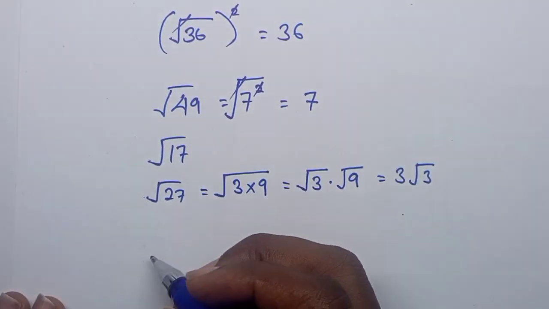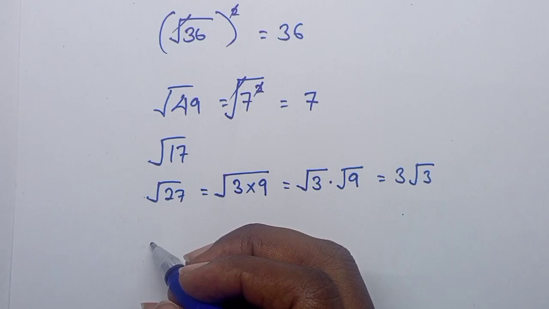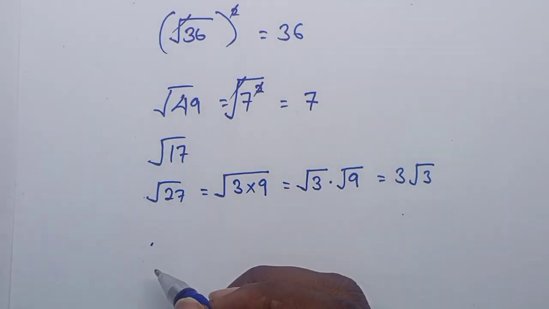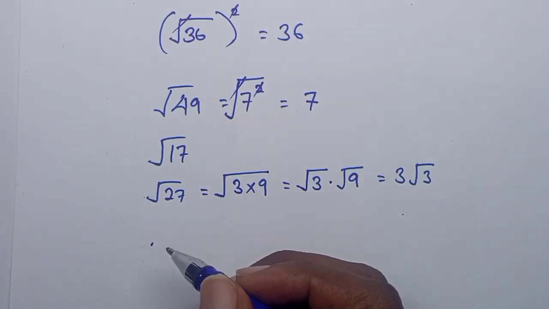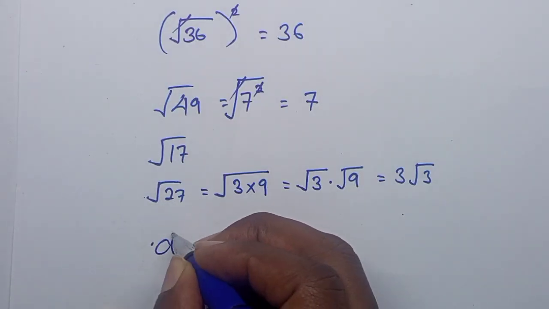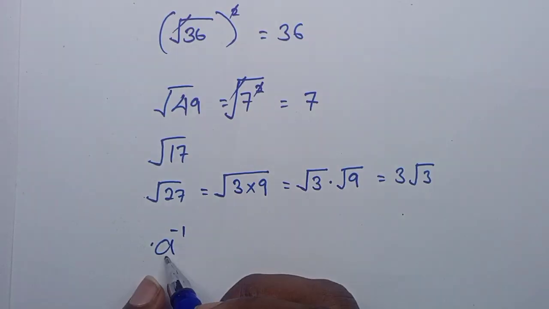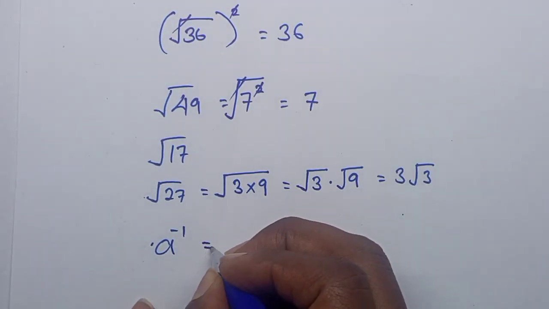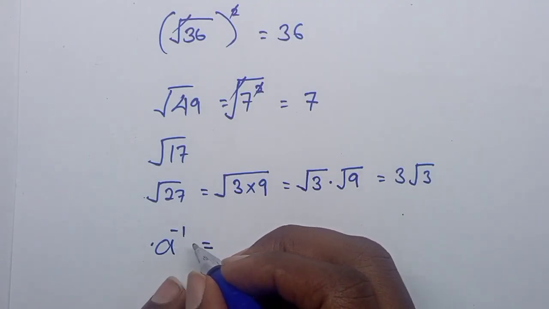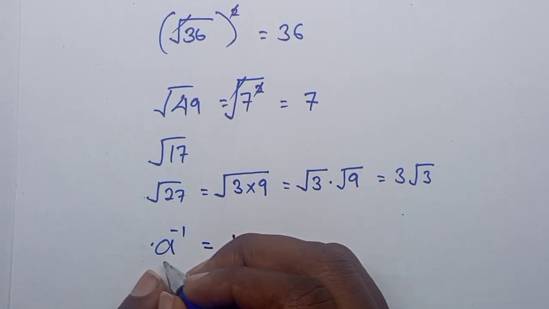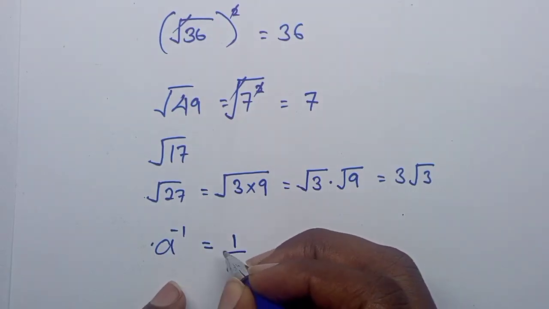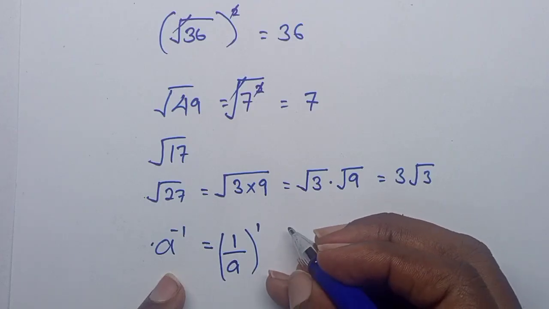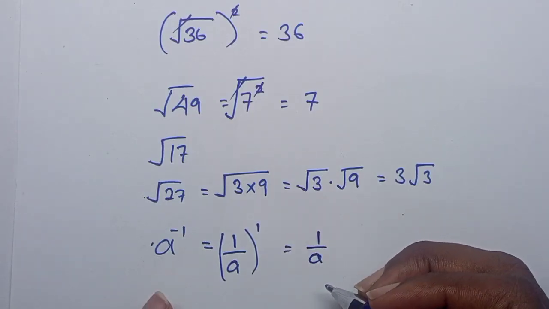Now let us look at negative powers. If a power has a minus in front of it, then that means that the base value has to be reciprocated. For example, if you have a to power negative 1, this means this base, which is a, has to be flipped down. So this will be equal to 1 over a, you reciprocate this, 1 over a, then to the power, in this case, which was 1, which is the same as 1 over just a.